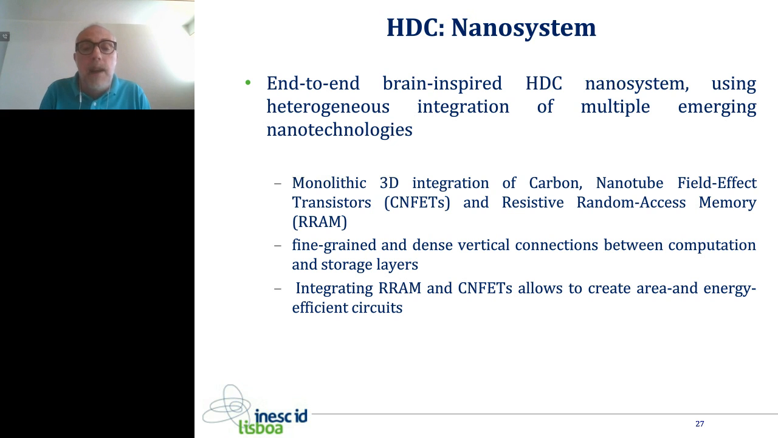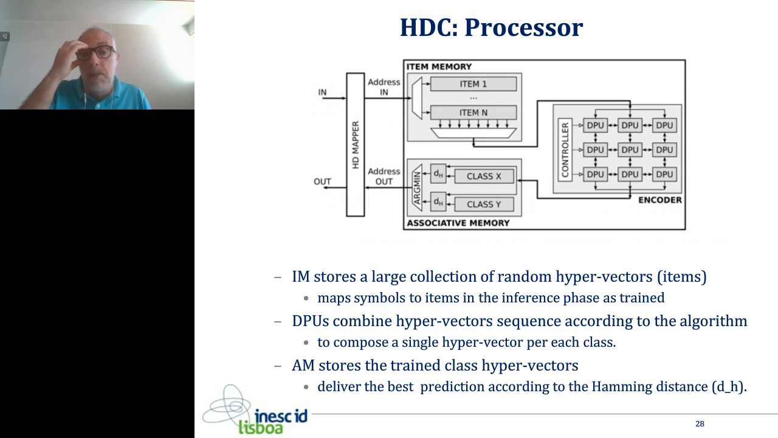So they have been used to do an end-to-end brain-inspired nanosystem using heterogeneous integration of multiple emerging technologies. In this case, nanotube field effect transistors and also RRAMs, which are resistive random access memories, to do computation also in memory. And there are fine-grained and dense vertical connections between computations. This type of integration that performs hyperdimensional computing is performed mainly on memories, but you have some processing elements, and you have to implement them with nanotechnology. So you have also other hyperdimensional computing processors implemented in more conventional technology.